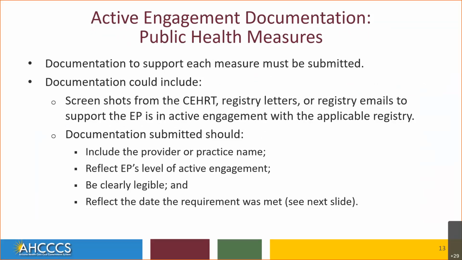So what type of documentation? Documentation to support each measure must be submitted, and it should include the following: screenshots from the CERT or registry, letters or emails to support that the EP is in active engagement with the applicable registry. The documentation submitted should include the provider or practice name. It should reflect the EP's level of active engagement: active engagement option 1, which is registration, 2, which is testing and validation, and 3, which is production. The documentation should be clearly legible, and it should reflect the date the requirement was met.